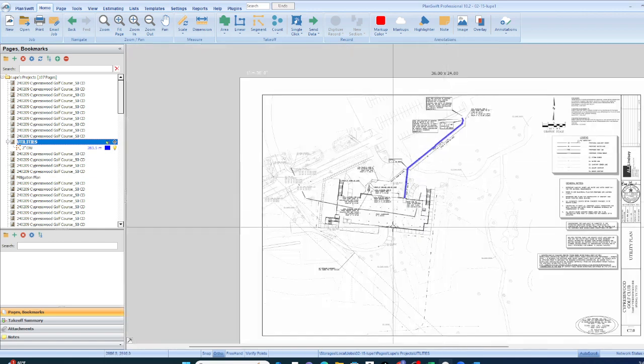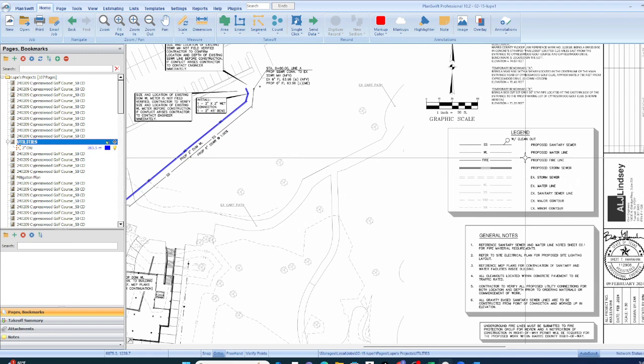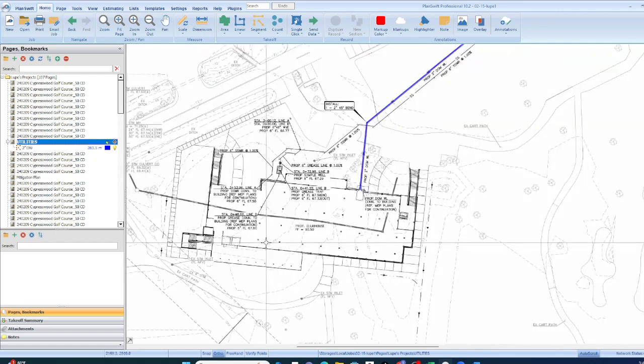So that's why you want to take these classes if you're doing this work. You want to understand what all the symbols mean. What's the difference between proposed and existing? Why is one gray? Why is one black? We explain all of that, and how to read the scale. Okay, so I just wanted to go over this very quickly.